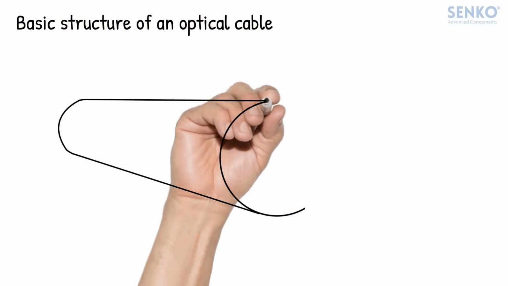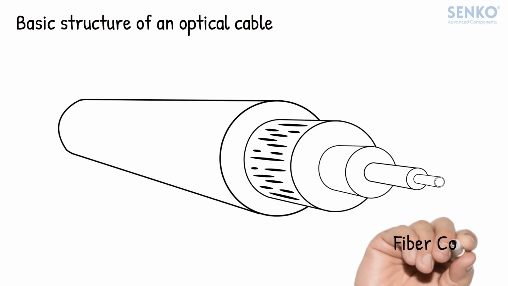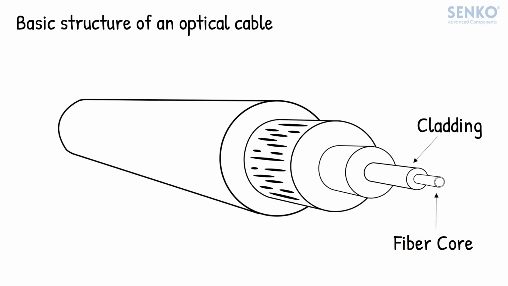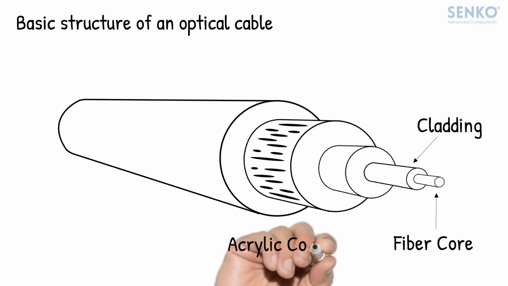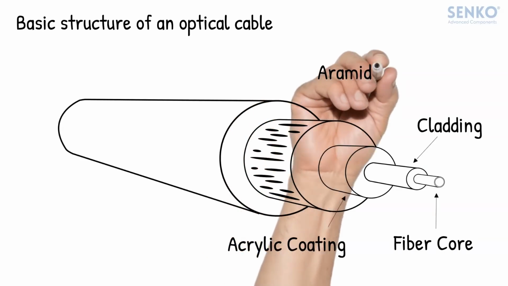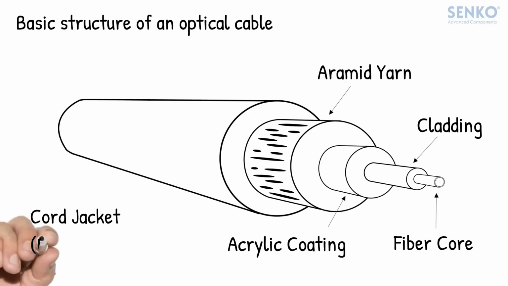Let's have a look at the makeup of a standard optical fiber cord. We start off with a strand of optical fiber with a layer of cladding. The cladding is then oversleeved with an acrylic coating. Aramid yarn is then layered around the assembly to increase the tensile strength of the cord. The whole assembly is then protected with an outer cord jacket that is usually made with polyurethane or PVC.